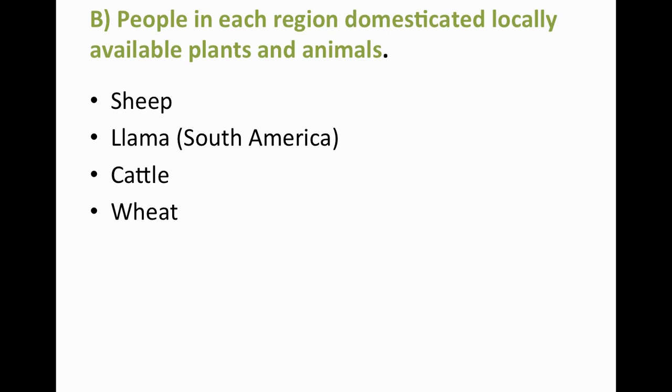All right, so evidence strand B: people in each region domesticated locally available plants and animals. Examples of that would be sheep, right? The llama, the Chavin would use the llama. Cattle was the domesticated animal that perhaps the Egyptians and Mesopotamians would domesticate, and wheat and barley would be the farm products that are going to be grown. So be able to identify some of those important domesticated animals: the llama, cattle, and eventually the horse, right? Sheep, goat, any of those animals would be great.